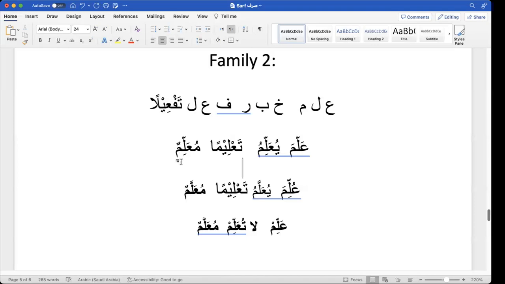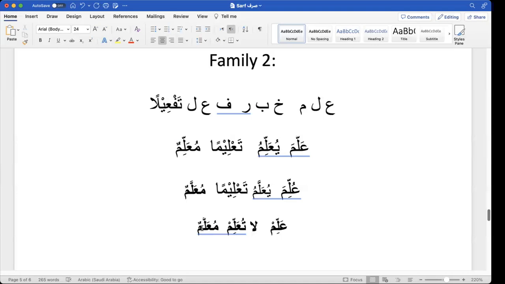So mu'allimun is what then? If allama means he taught, what will mu'allimun be? It's a fa'il, the one who does the action. So mu'allimun will be the one who teaches. What do we call him in English? Teacher. So mu'allim is a teacher. Okay. Now ullima, he was taught. Yu'allamu, he is being taught. Ta'liman again, teaching, education. Mu'allamun, the one who is being taught. What is the one who is being taught called? Student. Now la tu'allim, do not teach.